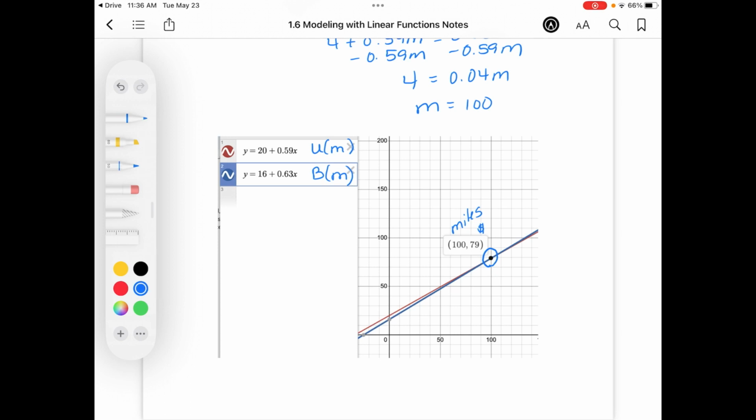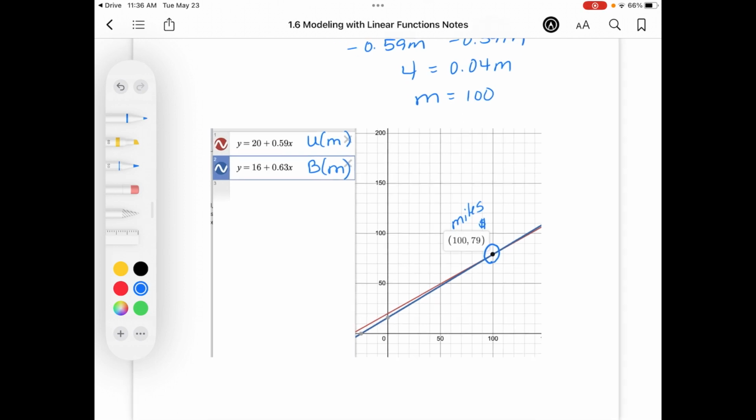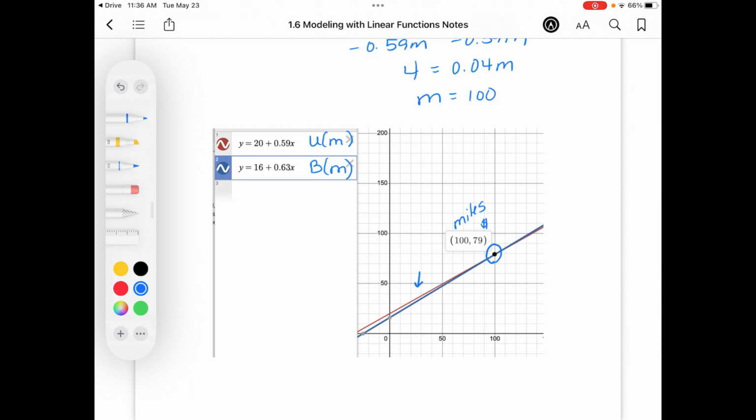I also see that if I have less than 100 miles, notice my red line, my U of M line is on top of my blue line, which is the budget. However, as I go over 100 miles, budget is more expensive and U-Haul is underneath because our Y value is representing how much it costs.